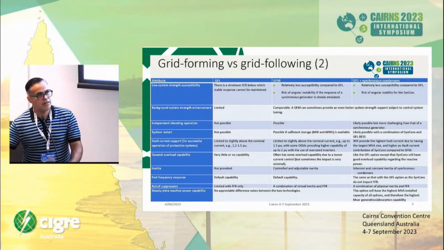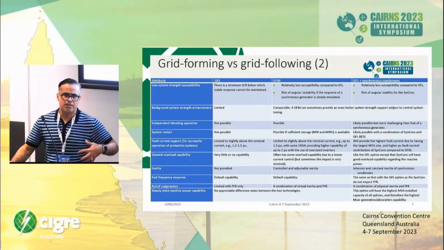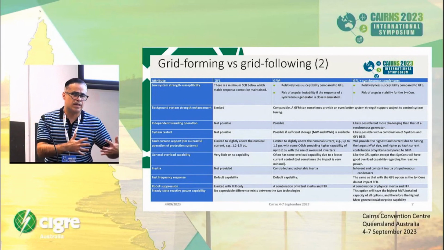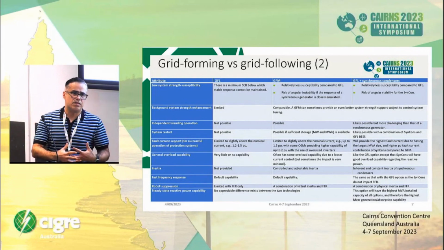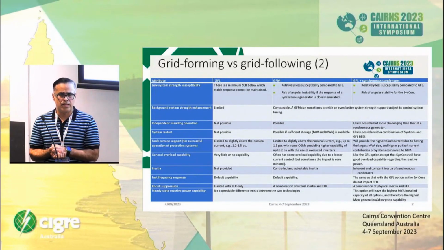So this table, I'm not going through each one of them, but I've just put some as a salient point. Unfortunately, it's recorded, so you can go through and read them. But for some of you, maybe with operational background coming in, I just want to add a little bit more flavor into the differences between grid forming and grid following inverters.